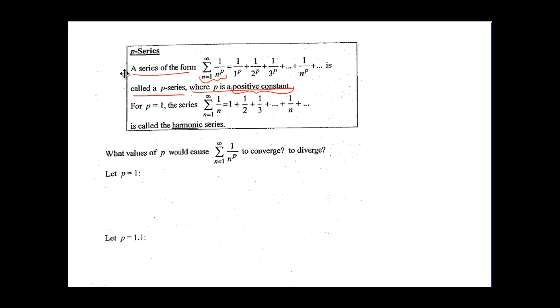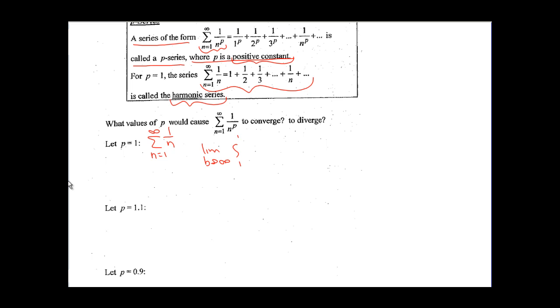For p equals 1, this series right here, in other words 1 plus 1/2 plus 1/3 plus 1/4, keep on going, is called the harmonic series. What values of p would cause that series to converge or to diverge? And we're going to look at when p is 1. So if p was 1, we'd have the series n equals 1 to infinity of 1 over n. Now we're going to use the integral test to see if this converges or diverges.